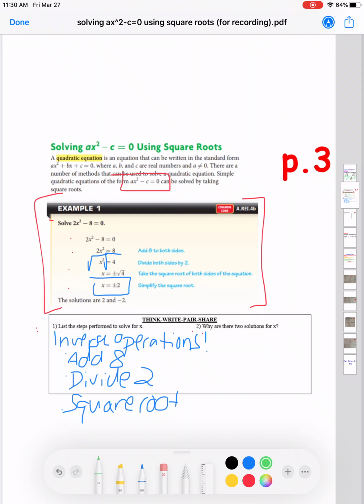And again, to quickly go over for number 2, we just spoke about this in the do now, but there are 2 solutions because we can do 2 times 2 to give us positive 4, and we can also do negative 2 times negative 2, and that would also give us positive 4.